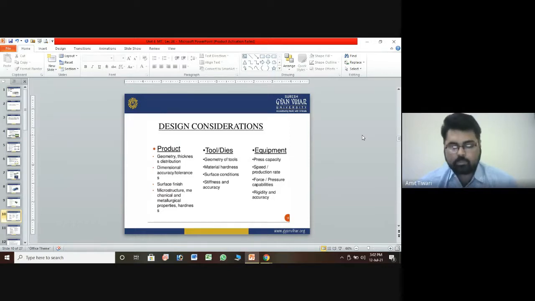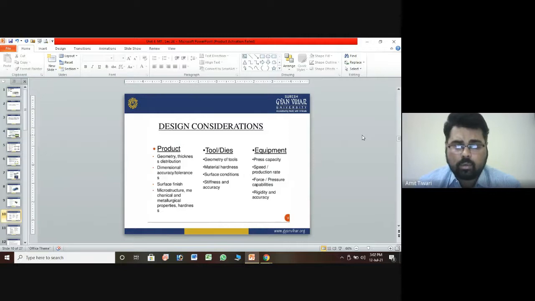The geometry means, if you want to make a single-point cutting tool or a multi-point cutting tool, what type of tool you select for that. Hardness is measured by Vickers hardness, Rockwell hardness, or different types of hardness, which you check first to decide the fabrication of this tool, and some surface conditions have to be fabricated. That means we have to use material having good stiffness and accuracy. Accuracy is the most important, because you have to identify the accuracy of the finishing. That means you have to set the idea for that.